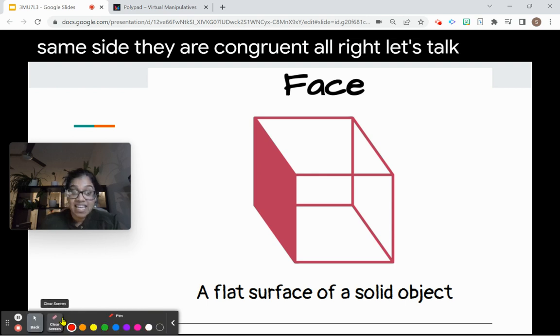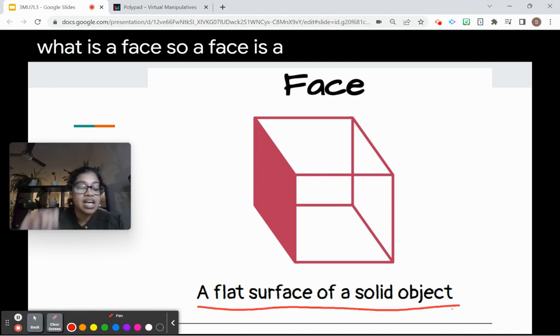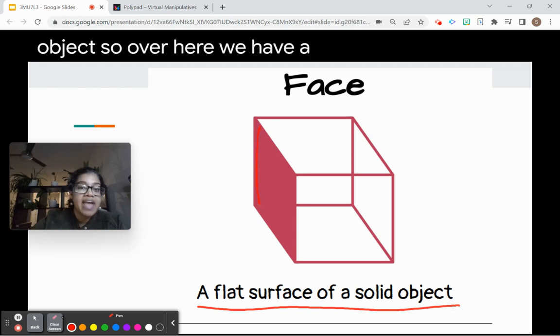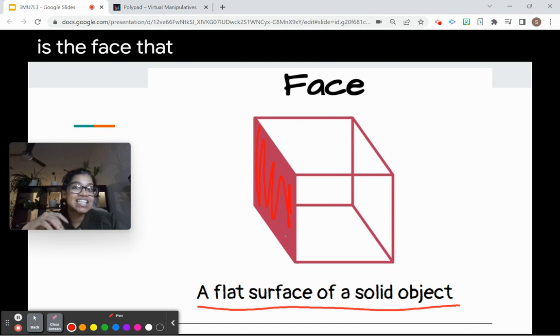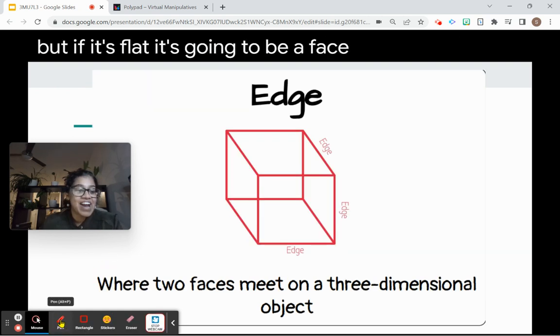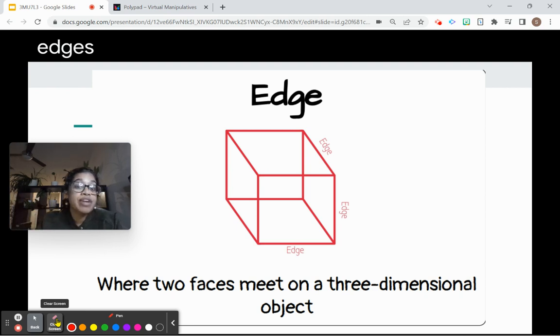Let's talk about what a face is. A face is a flat surface of a solid object. Over here we have a cube, and the flat part is the face. That is the flat part of a 3D object. Not all 3D objects will have faces, but if it's flat, it's going to be a face.